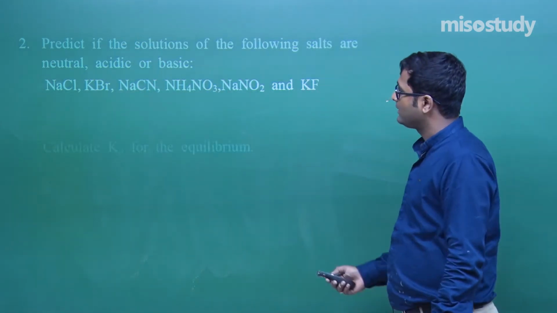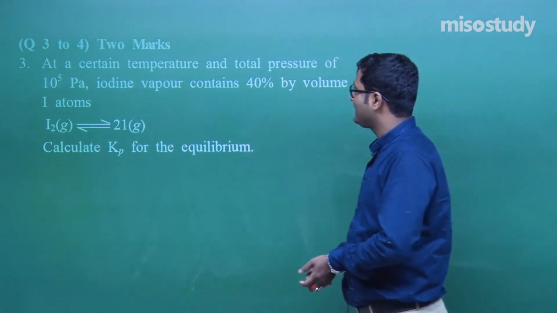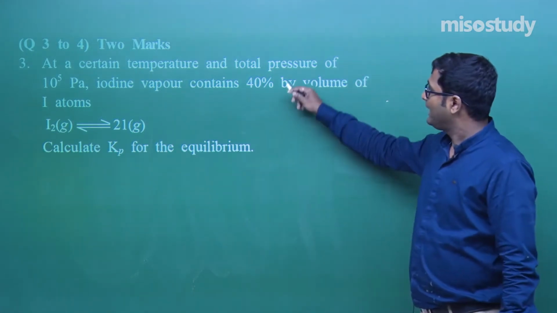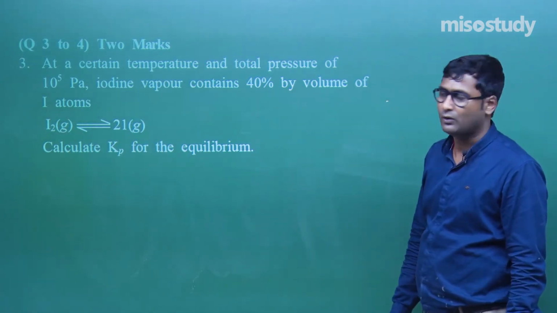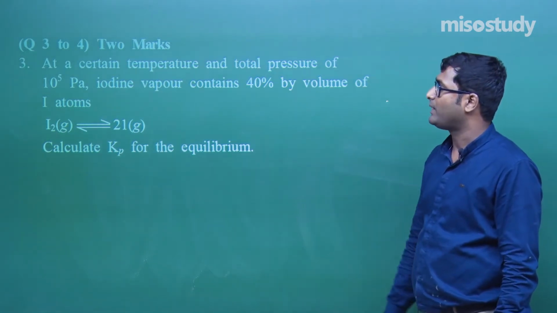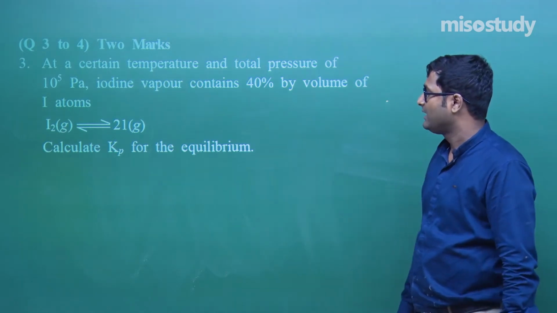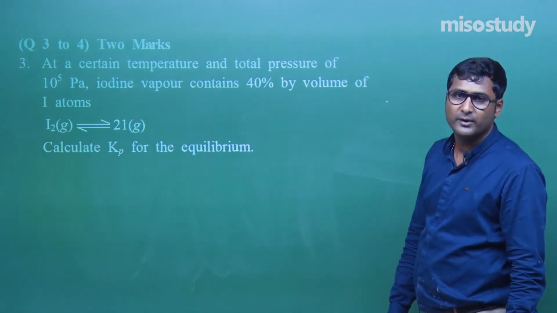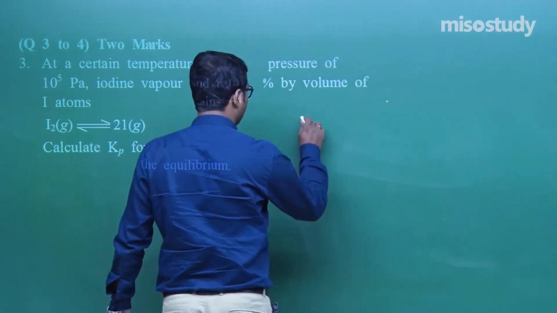Now what is the next question here? Read the question carefully. At a certain temperature and total pressure of 10 to the power 5 Pascal, iodine vapor contains 40% by volume of iodine atom. Calculate Kp for the equilibrium.